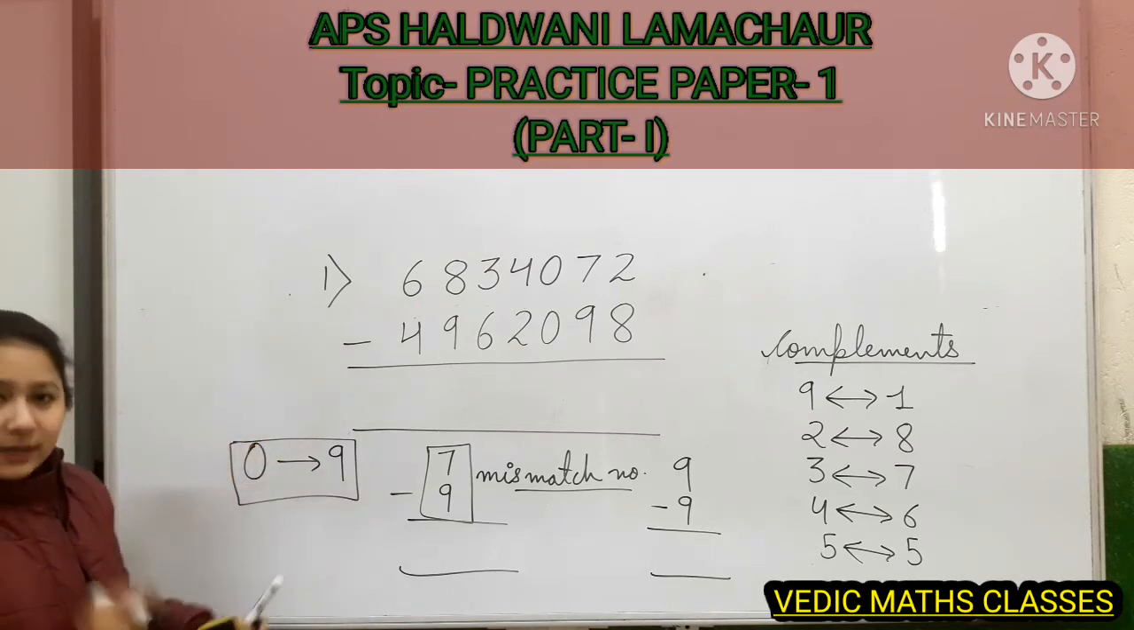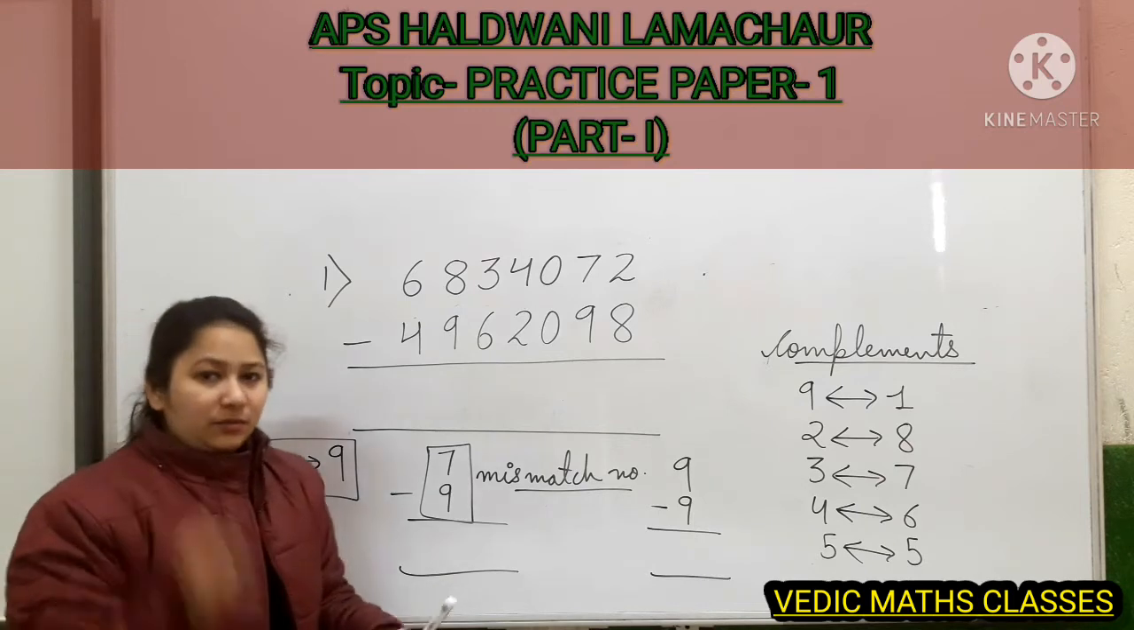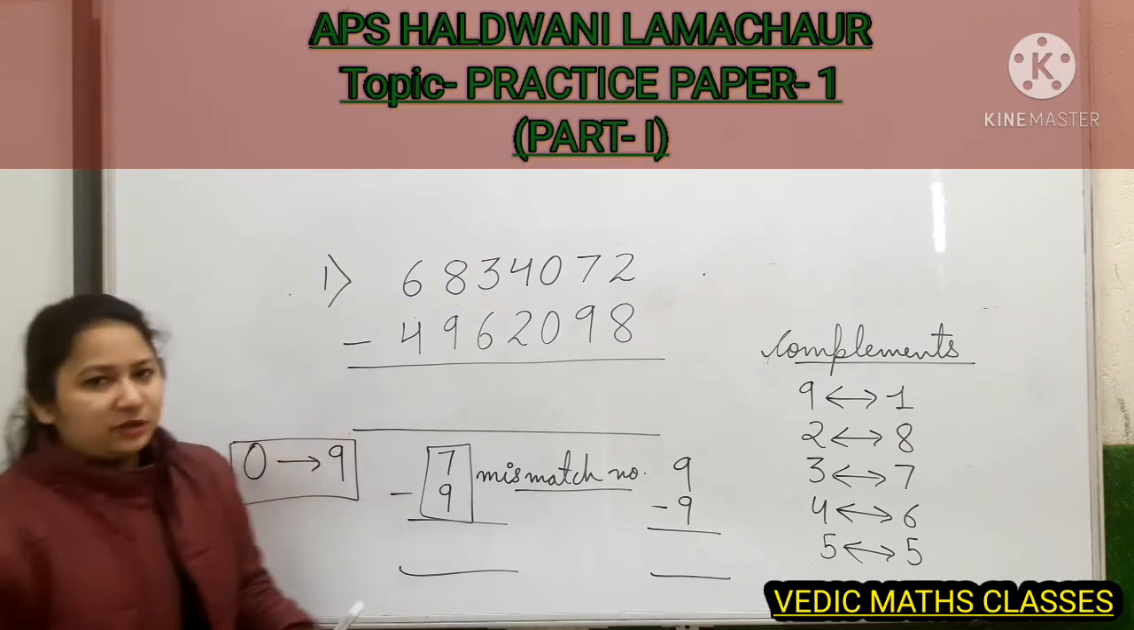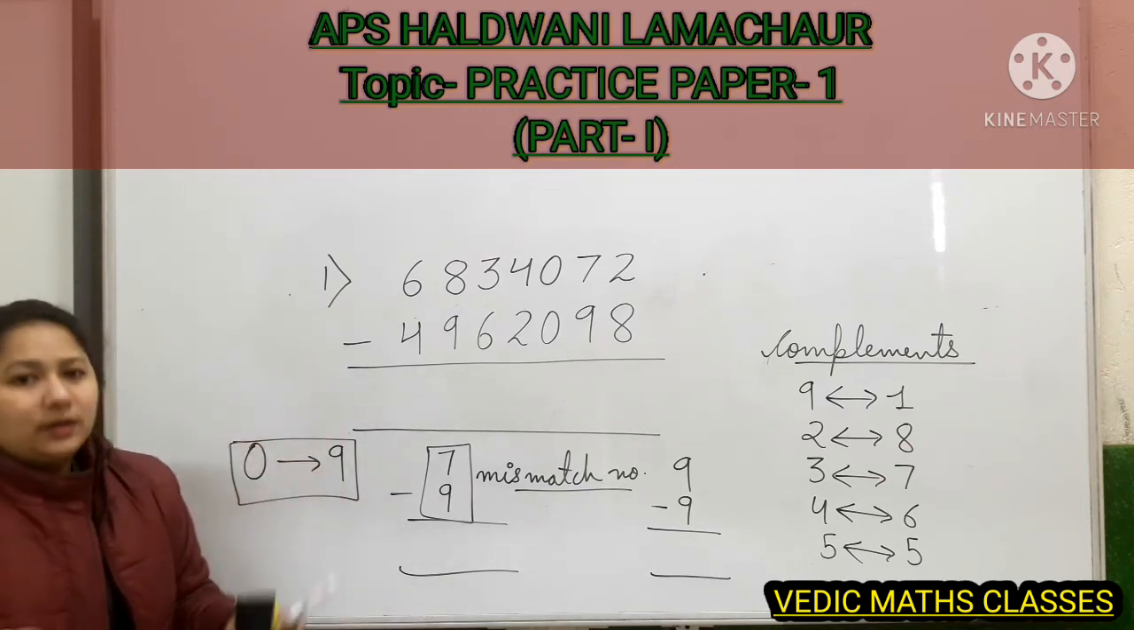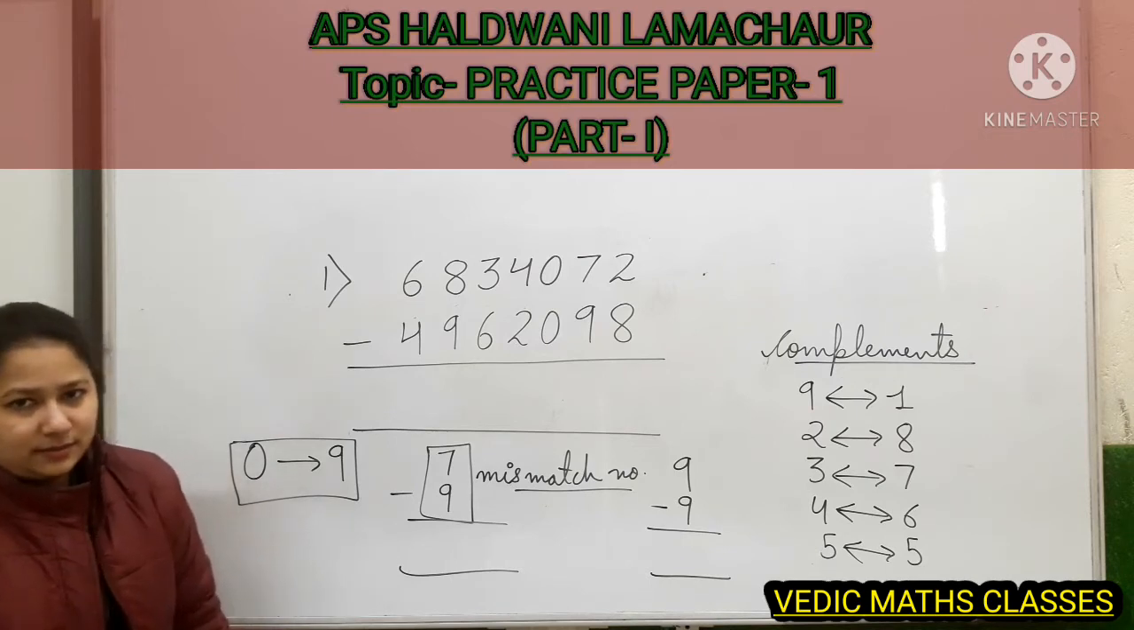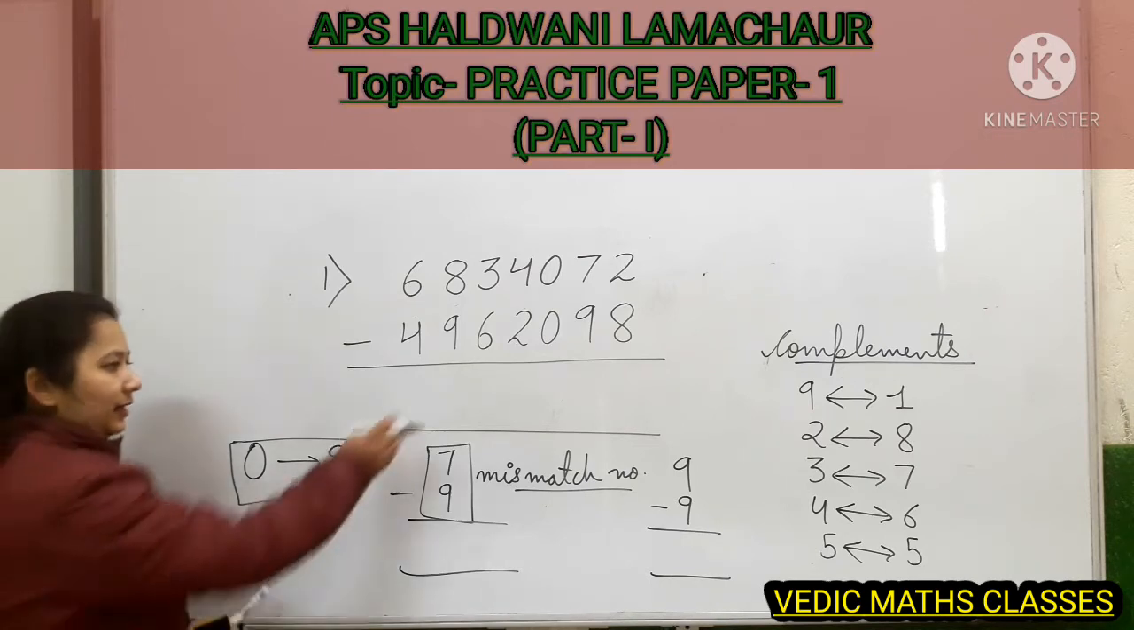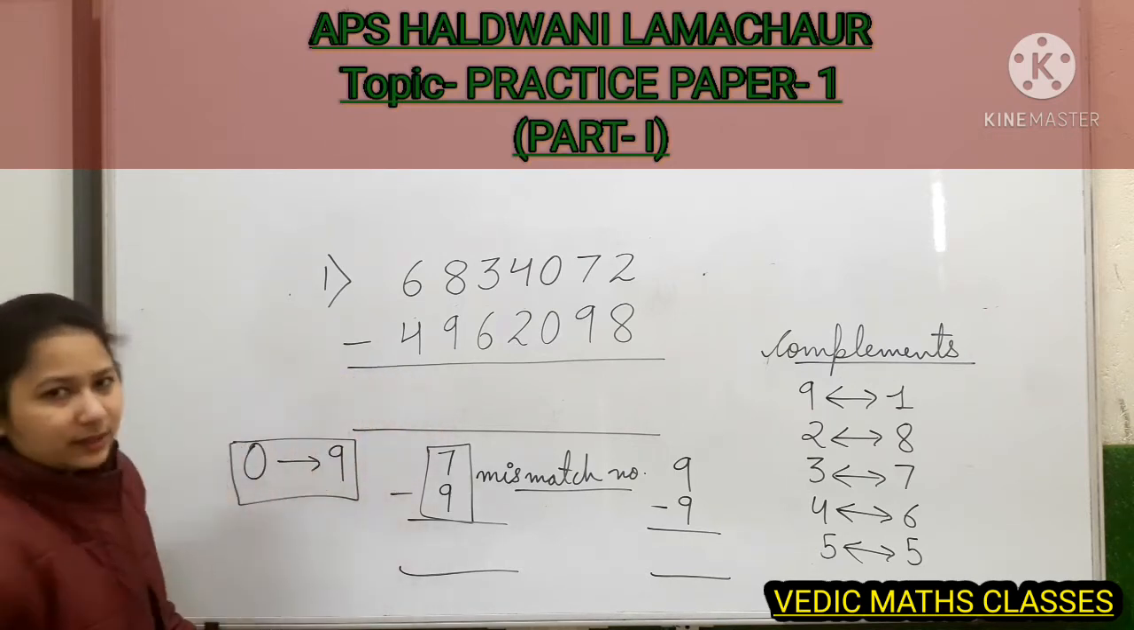Yes. Like 0 minus 0 comes 0. And next digit is a mismatch number. So 0 will become 9. Yeah, I will apply it. You will get it more when we will do the sum.